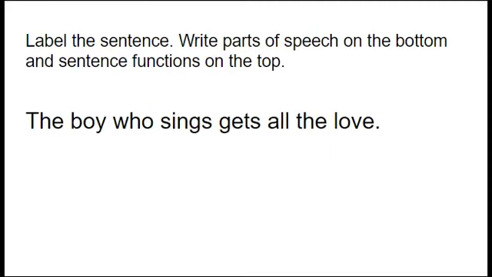The boy who sings gets all the love. If I change my verb tense, I've got the boy who sang got all the love. I hear two words changing, sings and gets.